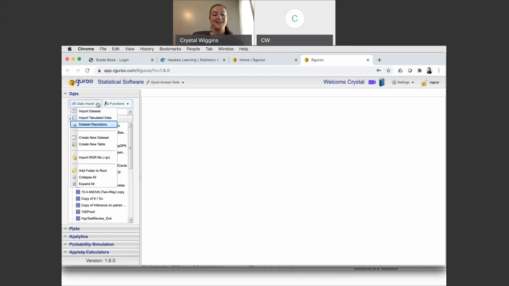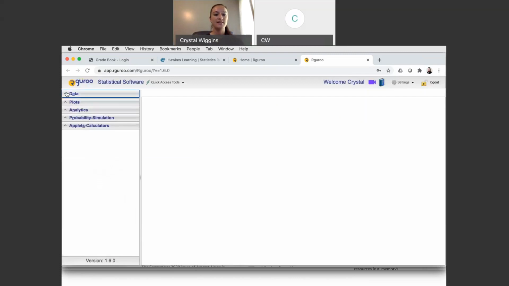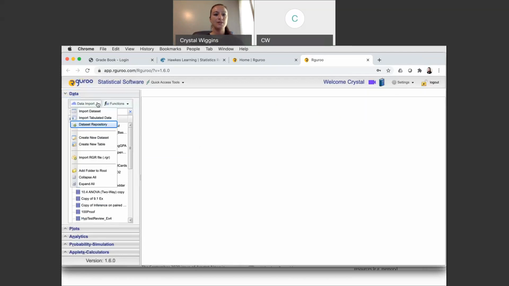I didn't keep any of my former classes' data, so I would come over here to data. Let me start from the beginning. We come over here to data. We click data import, but we're going to create a new data set, not a new table. There is a difference between the two.